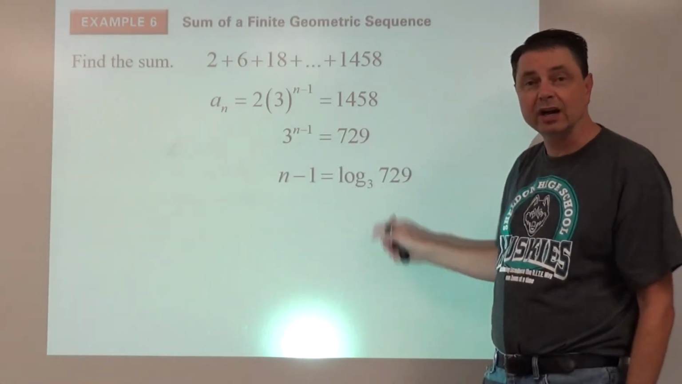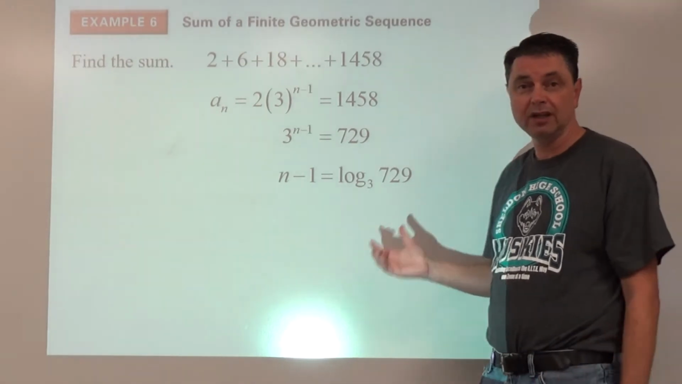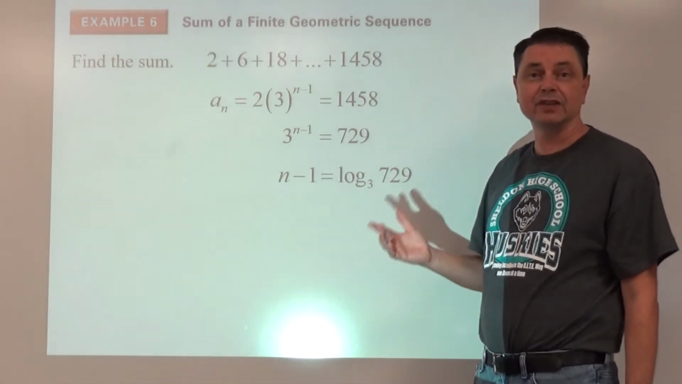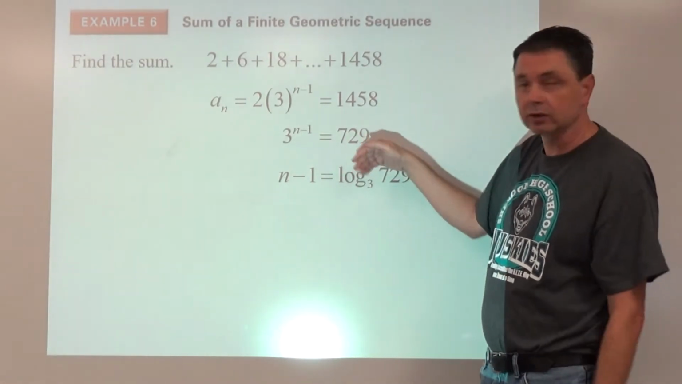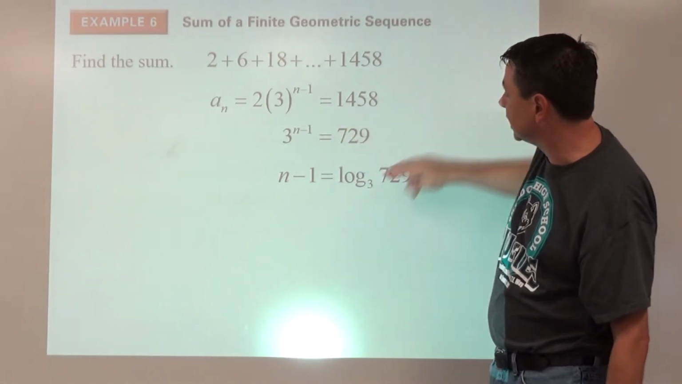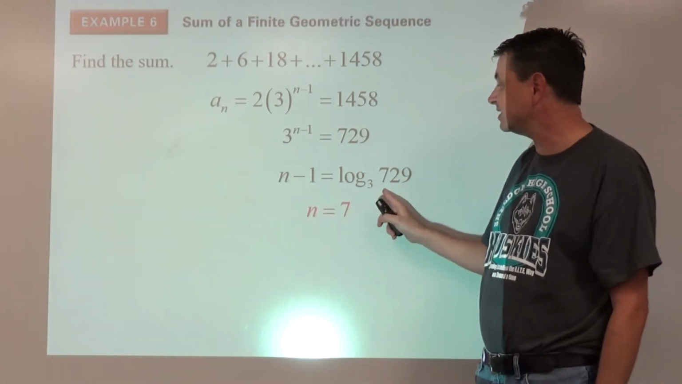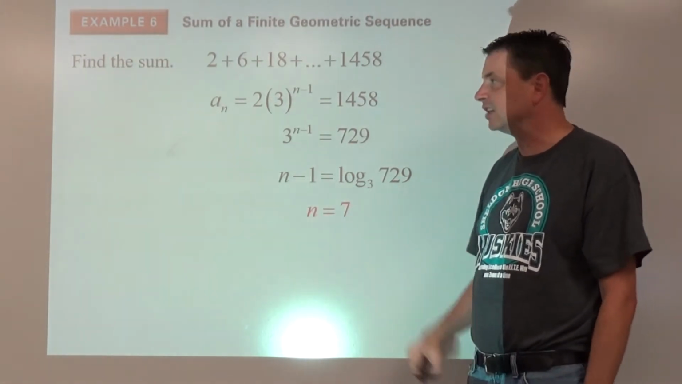And then you can use your calculator and your change of base formula, unless you have a super sophisticated calculator that has that feature. But on a regular calculator, we just do log 729, divided by log 3. We're going to find out that that was 6. Add 1 to both sides, we get n equals 7.